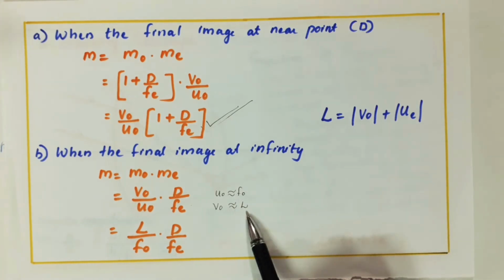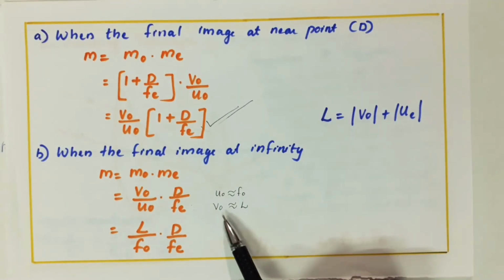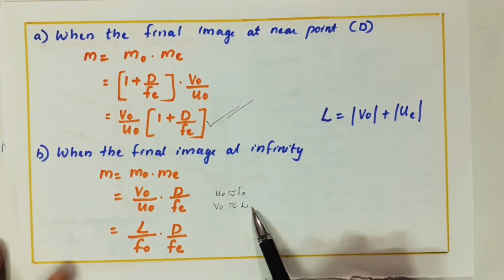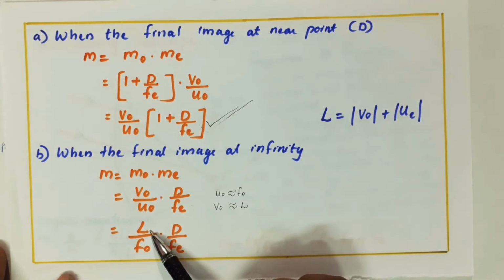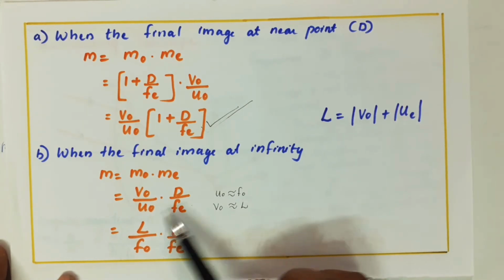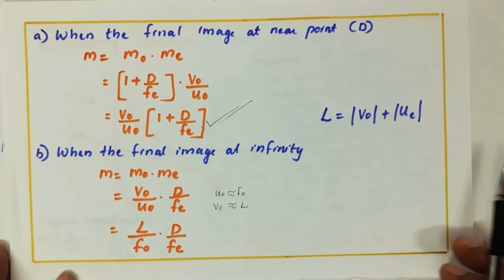Then VO can approximately come up to this point, so we can write VO approximately equal to L. Instead of VO, we are writing L. This is a condition and approximation we are giving. UO we can write as FO. So it is L by FO into D by FE.